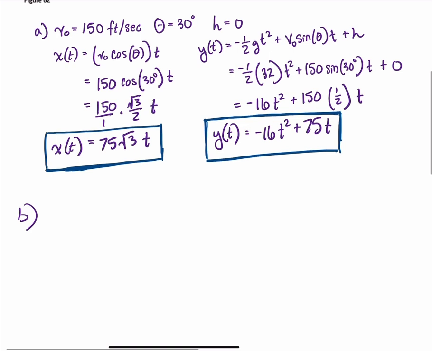So how can we find that? Well, the golf ball starts on the ground, it travels some distance, and then it hits the ground again. You can see that as having a y value of 0. So that means that this point will happen when y of t is equal to 0. So if we set this description equal to 0, we can solve for t, and it will tell us what time the ball has a height of 0.